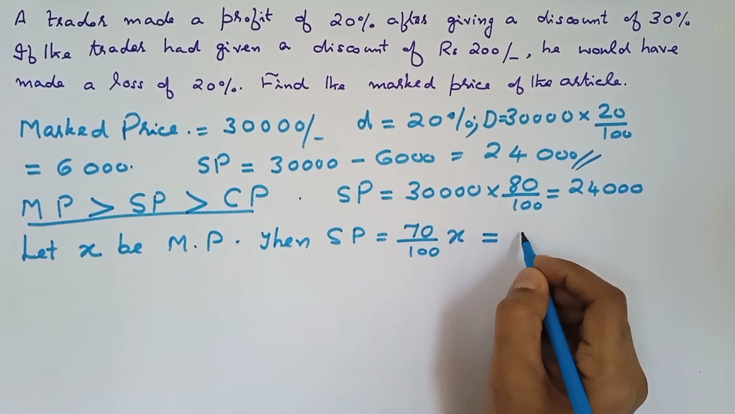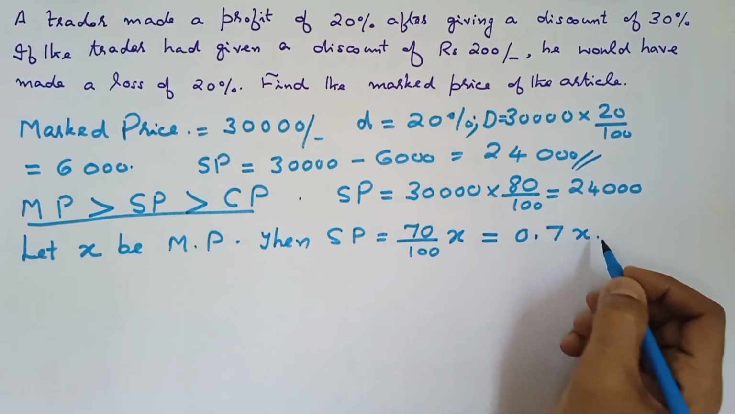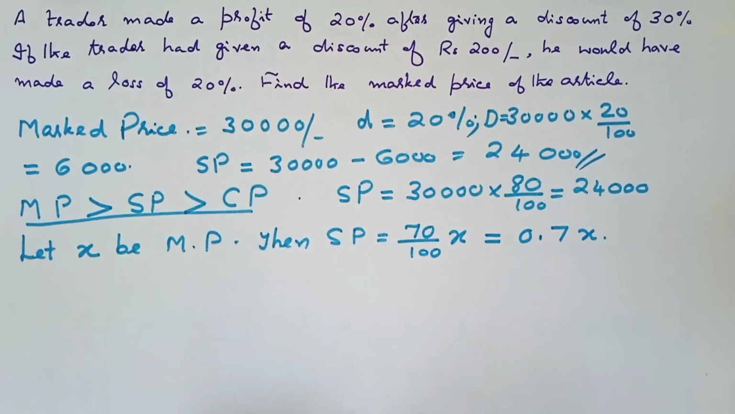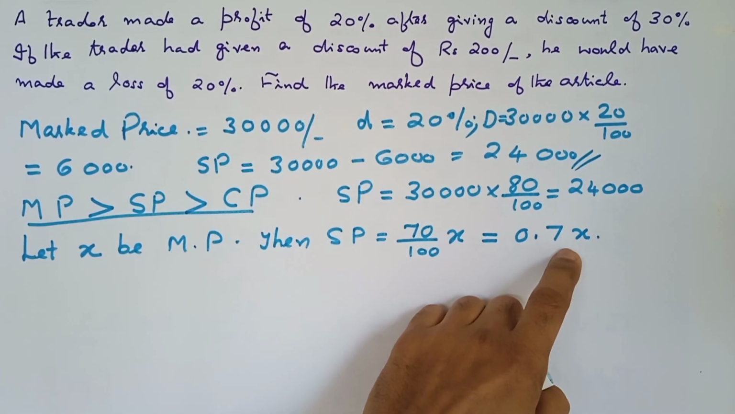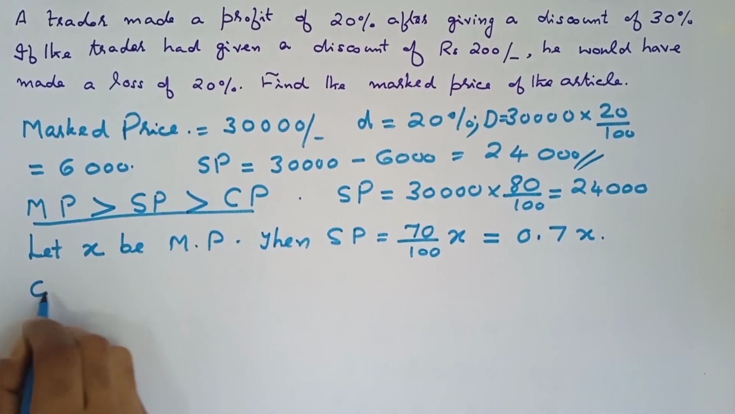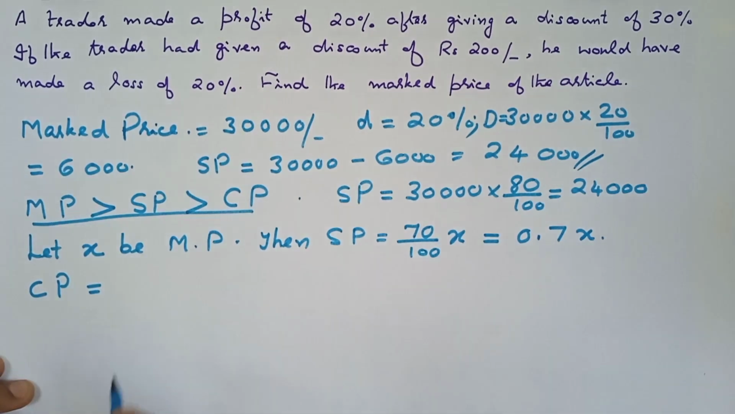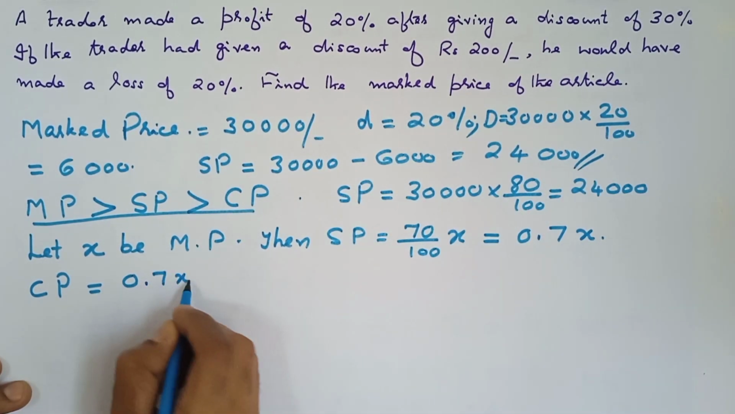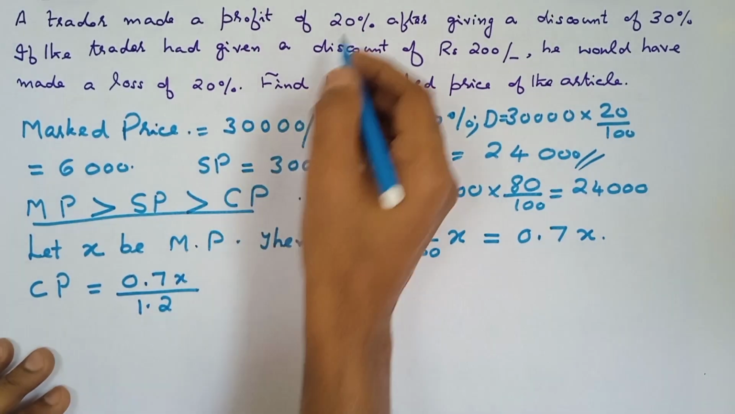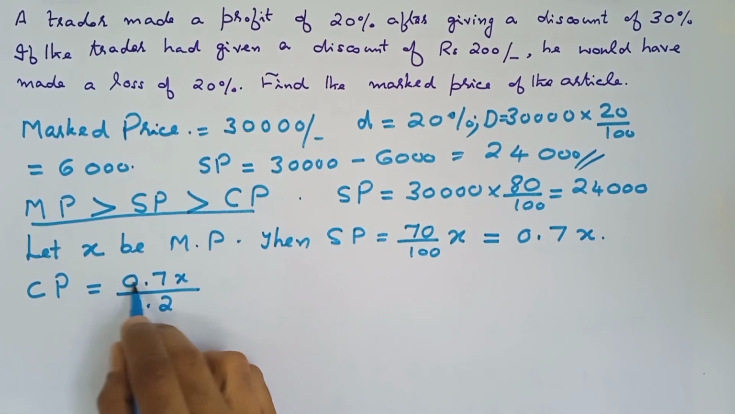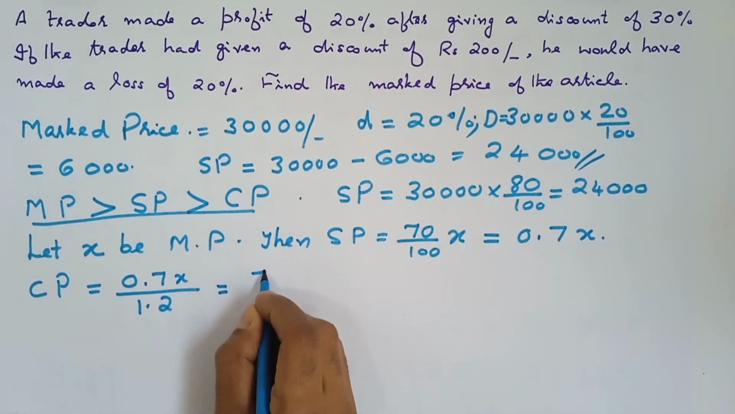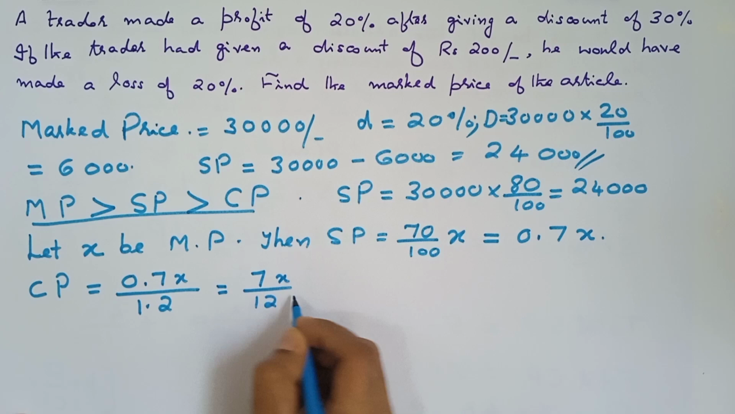Maybe this you can write as 0.7x. Now, even after allowing so much discount, there is a profit of 20%. That means on the cost price, the trader has made a profit percentage of 20. Then how do you arrive at CP of the product from that selling price? 0.7x divided by 1.2. 20% profit means you divide selling price by 1.2 to get cost price or CP. Now you leave it there.